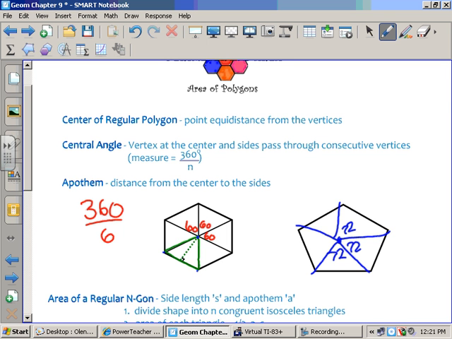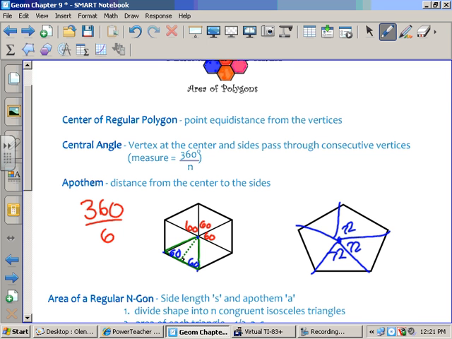What do you know about the angles of an isosceles triangle? They're the same. So if I've already used up 60, how many degrees do I have left? 120, divide that by 2, and you get 60. Okay? So this makes it an equilateral triangle. Does that make this one over here an equilateral triangle too? All the angles are going to be 60.